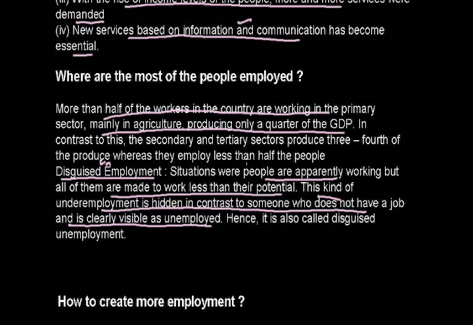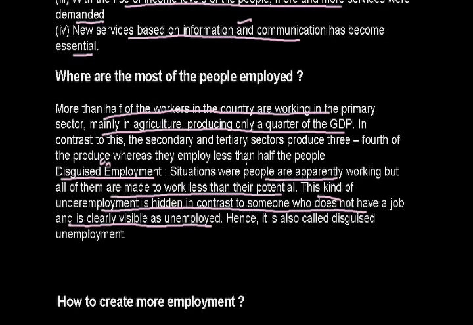Because most of the people are engaged in agriculture, they are producing just raw material, and raw material is not the basic requirement. As a consumer, we need finished goods. So finished goods will give you more money in comparison to the raw material. That is the reason why, though most of the people are engaged in the agriculture sector, it is not contributing much to the GDP. In contrast to this, the secondary and tertiary sectors produce 3/4 of the produce, whereas they employ less than half the people. Because here more skilled people are required. And where more skilled people are there, less labor will be required, but they will be producing more goods.